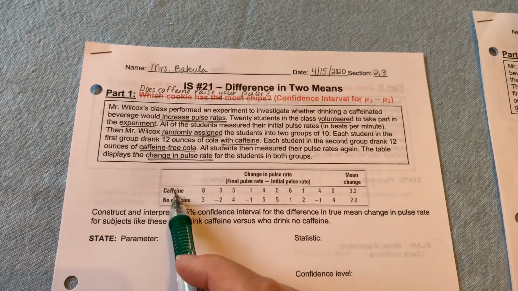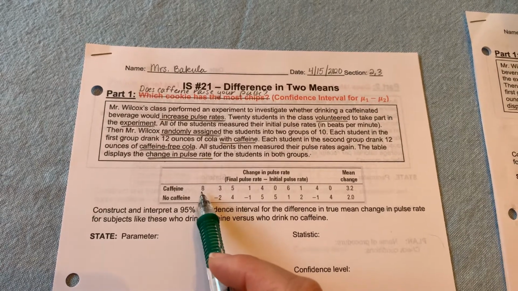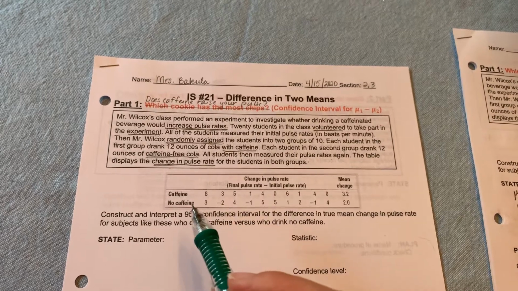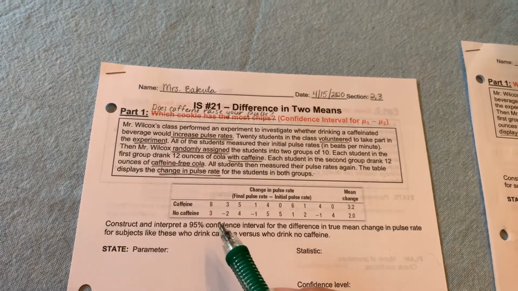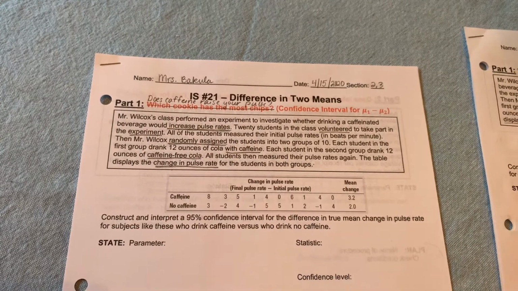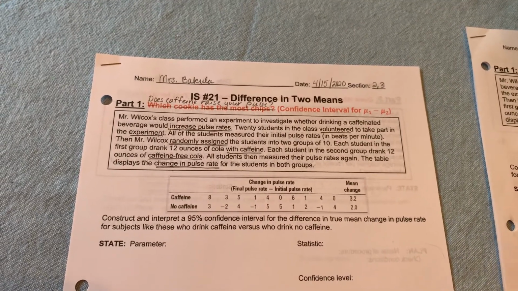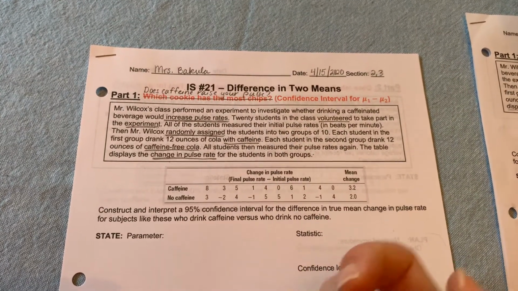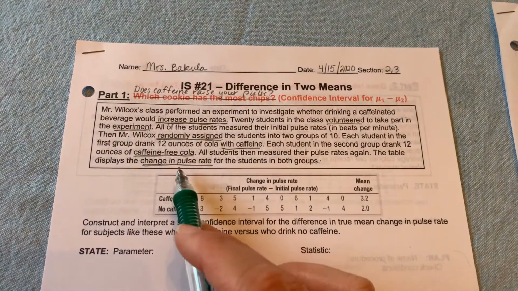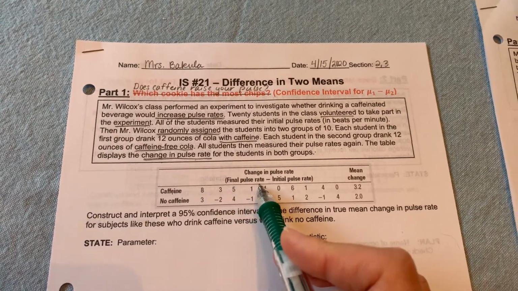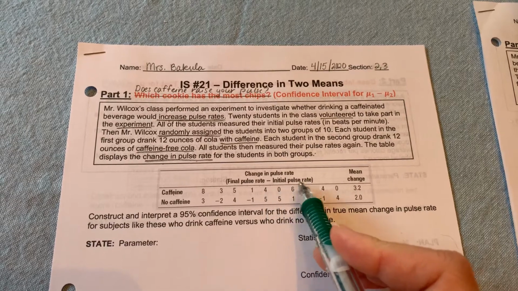Okay, so I'm looking at my caffeine group. The first student says 8. Okay, obviously that cannot be their heart rate, I would hope, right? Because 8 beats per minute is ridiculous, and some of these values are negative. So even if you were thinking this is going to be in general a heart rate, hopefully these values are making you think, wait a second, that can't be. So again, when we reread it, it's their change in pulse rate, and they told us how they subtracted. So this is their final pulse rate minus their initial pulse rate.